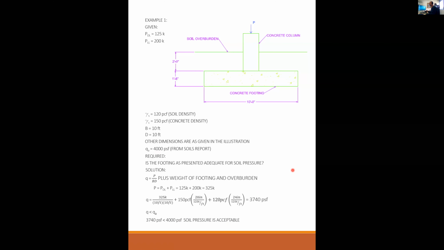So, Professor, if the Q is greater than the Q A, does that mean that the soil will go down? Right? It depends. It depends on why the geotech put the limit of 4,000. And there's different reasons that they do it.